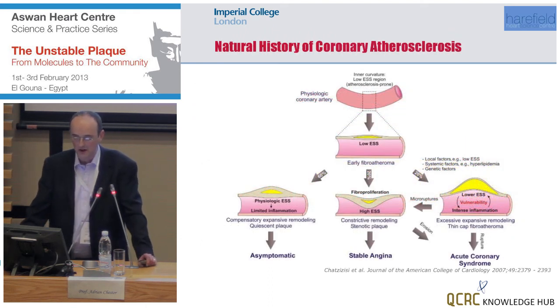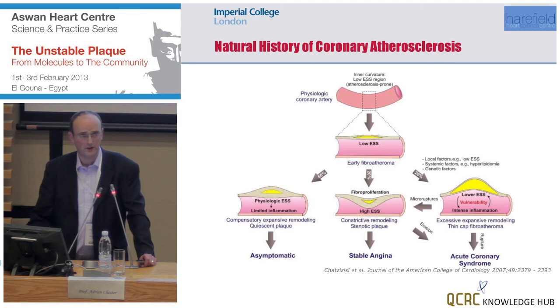So just to summarize how shear stress may affect different types of lesion formation. Low shear stress may cause an early atheroma. Some of these progress to remodel in a way that physiological endothelial shear stress is maintained and there is limited inflammation, and this person would therefore remain asymptomatic.